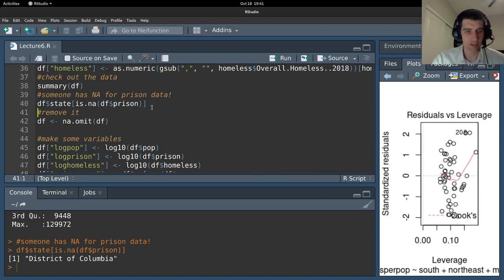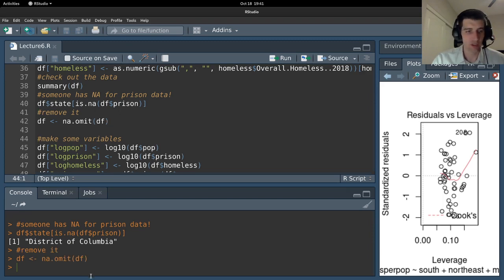One thing I will note is that there's an NA: the District of Columbia did not report its incarceration numbers, so I just remove it. So now the data frame has exactly 50 states. DC is not included.